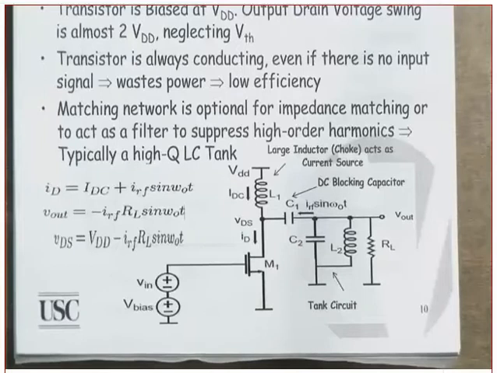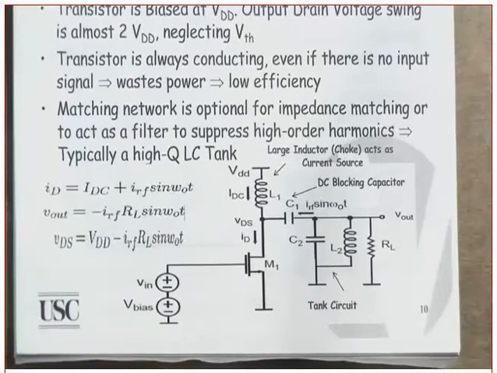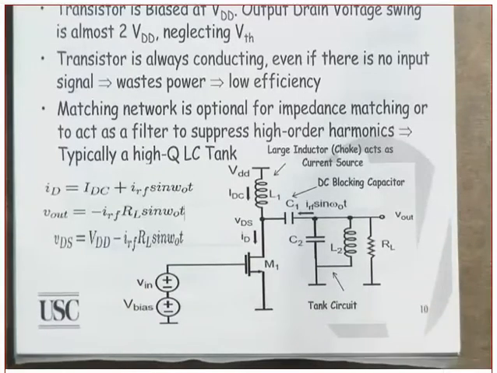Clear? What we would have liked, and that's the basic concept of the switching power amplifier, we would like a power amplifier such that when the voltage across the transistor is not zero, I would like the current to be zero. And when the current is not zero, I would like the voltage to be zero, so that the product of the voltage times the current gives me zero, which means there is no power dissipation. Remember, the DC power minus the RF power delivered to the load is the power dissipated in the transistor as heat.